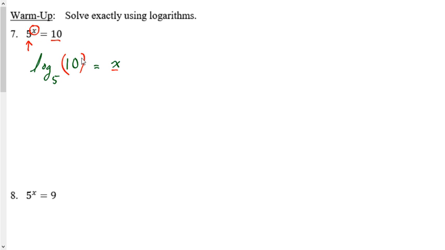One other way we could have done this question, and we could do it for each of the next couple questions, but I'll only do it for this one, and that would be to take the logarithm of both sides. So I could do the log base 10 of 5 to the x and the log base 10 of 10 on the right-hand side.